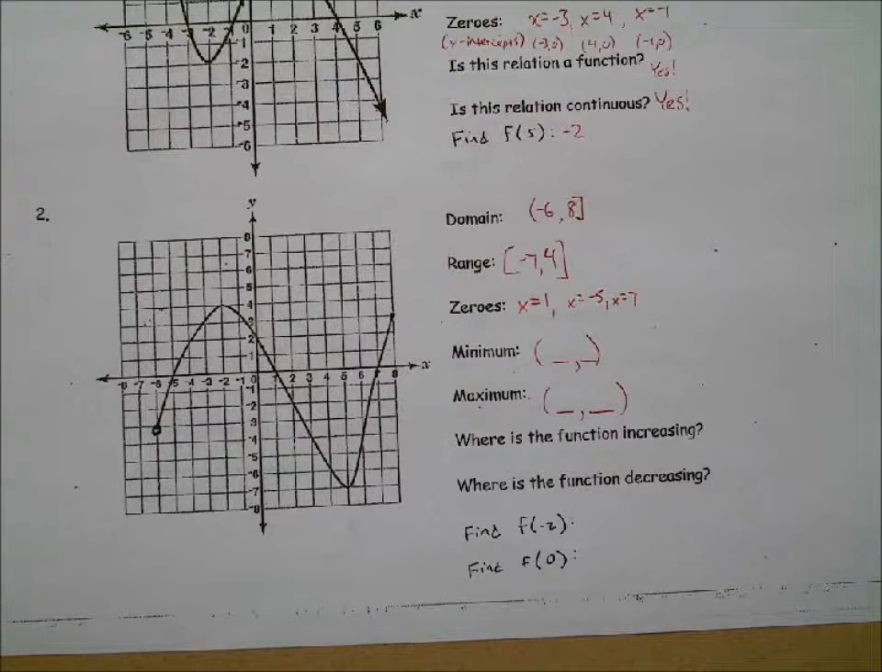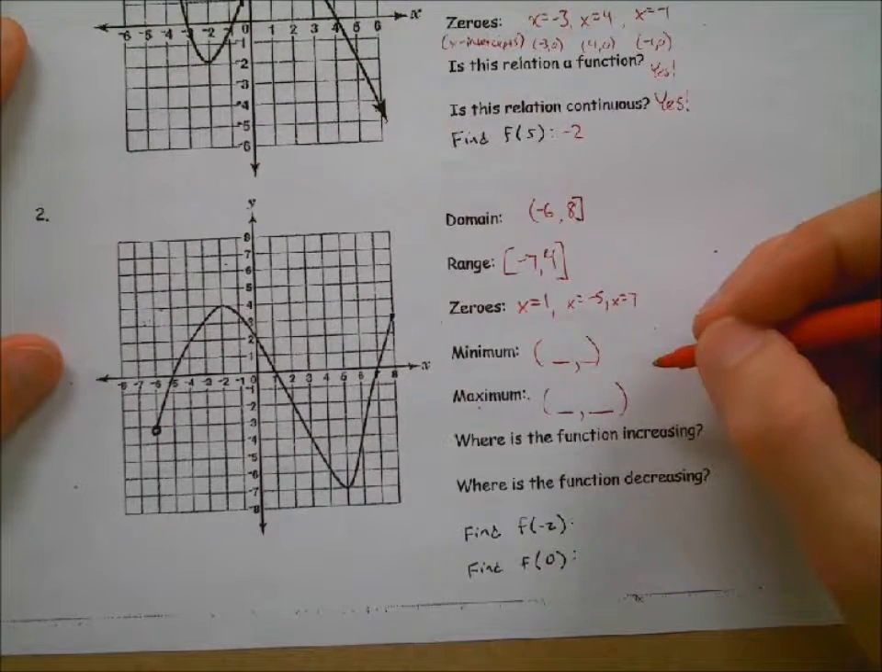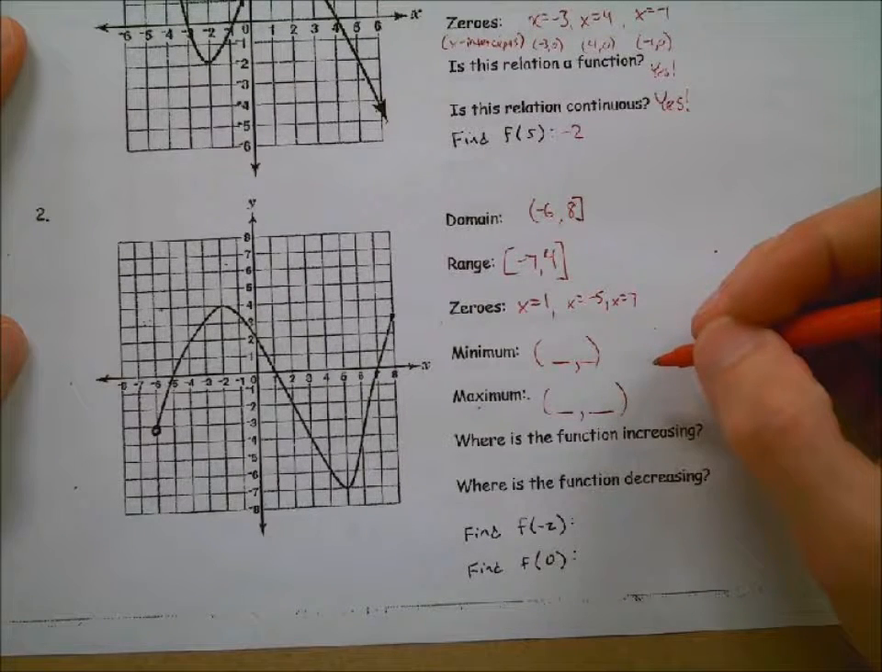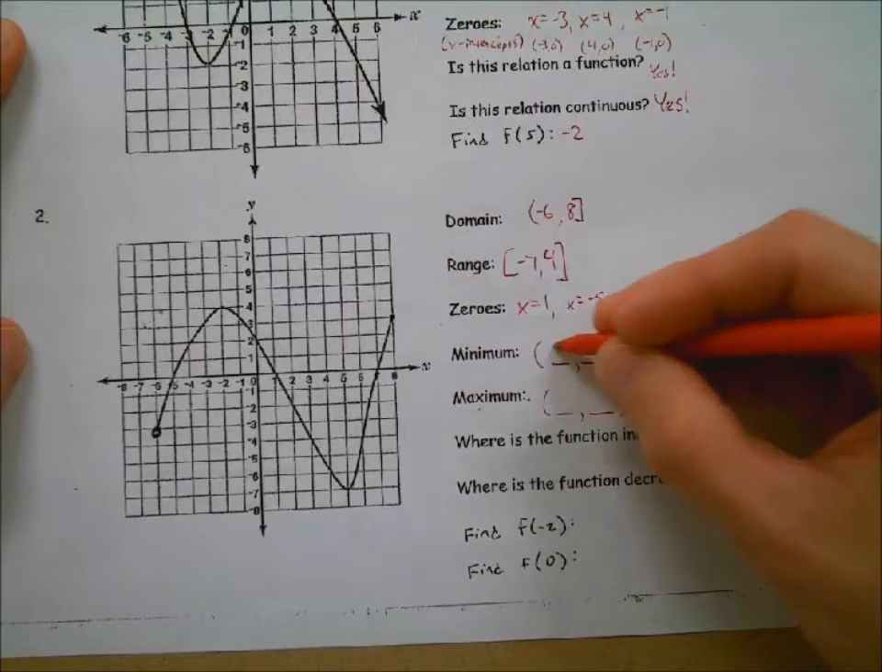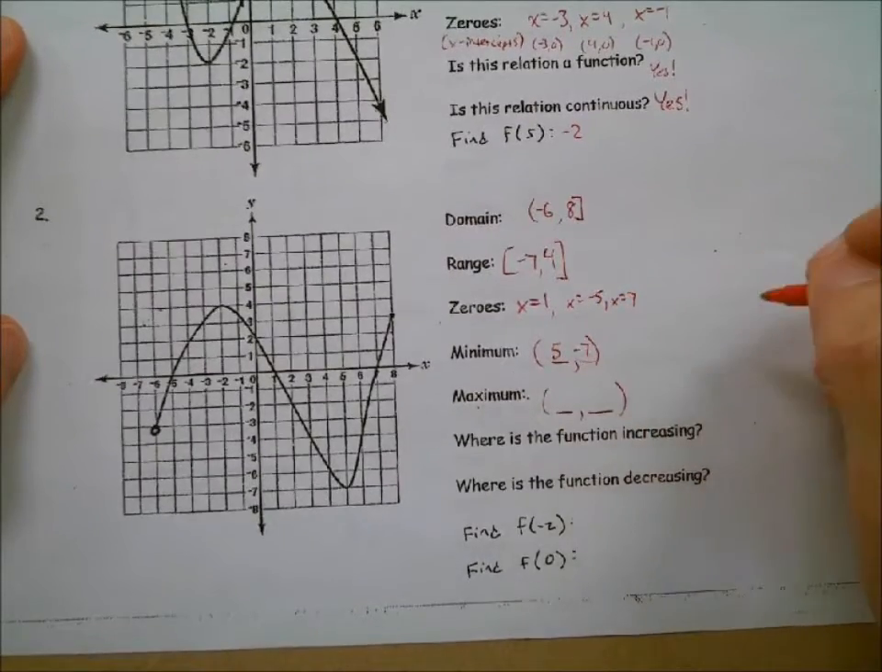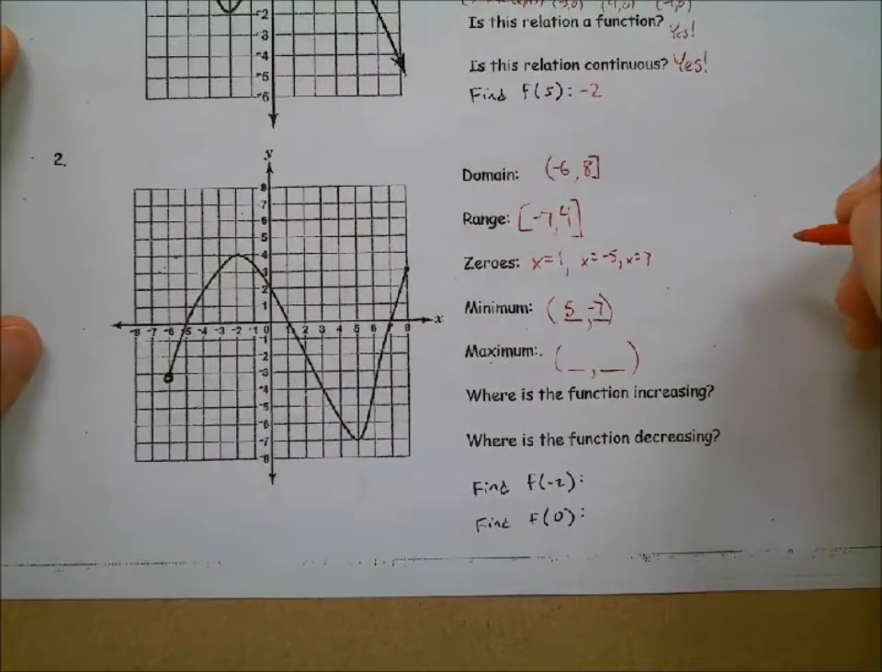All right, let's go on to Dylan. Dylan, what is the coordinate for the minimum? Please. Oh, thank you. Sorry, I started to fall asleep there. All right, next one, maximum.